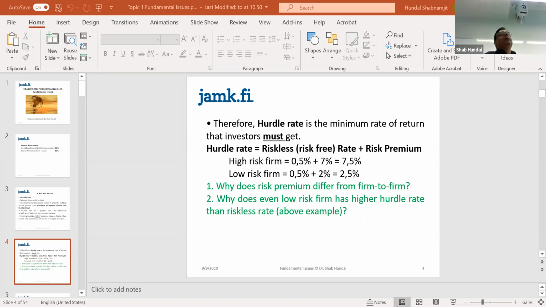In finance, the riskless rate comes from those securities which are issued by the state. And these are called T-bills or T-bonds. T stands for the word treasury.